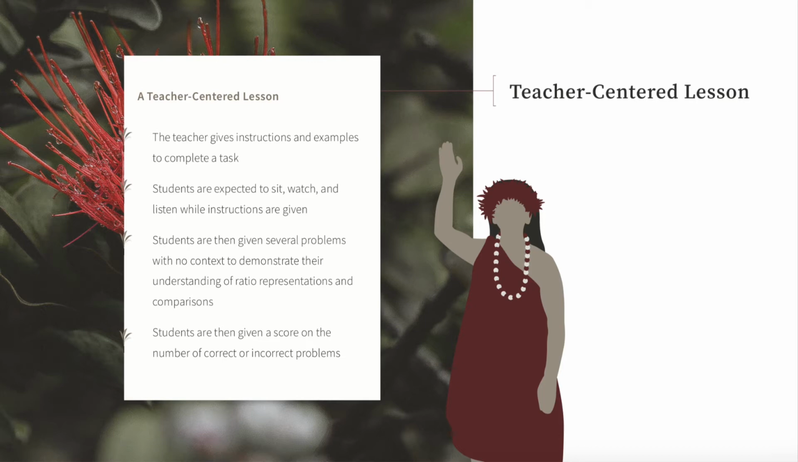The teacher informs the students of the definition of a ratio, how to write them in 3 different ways, and how to compare different ratios. The teacher then shows examples of each way to write a ratio on the board and goes over how to compare ratios. Students are expected to sit, watch, and listen. Students are then given several problems with no context to demonstrate their understanding of ratio representations and comparisons. Students are then given a score on the number of correct or incorrect problems.